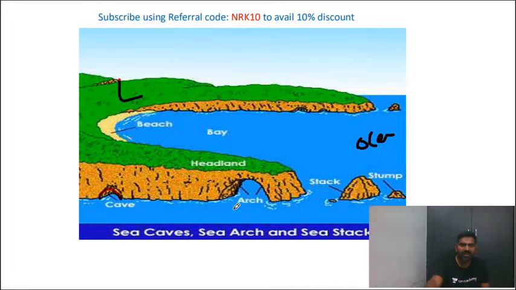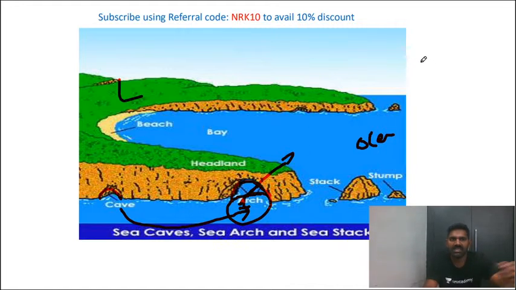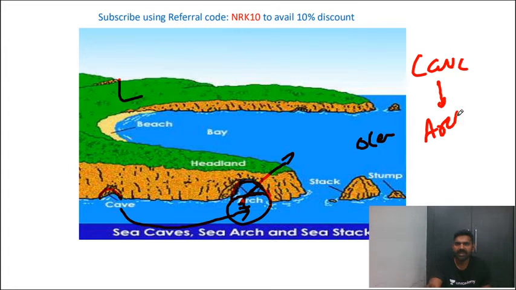Even after the creation of the cave, water will again be coming and hitting. When it keeps on hitting slowly, what happens? This side will completely get eroded, and this is what is called an arch. So a cave will eventually convert into an arch. First it will be formed as a cave, second it will convert into an arch. For example, now the arch has formed.